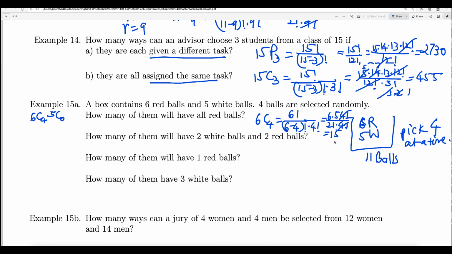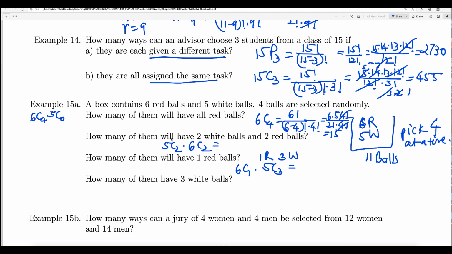Now how many of them will have 2 white balls and 2 red balls? How many white balls are in total? 5. So 5C2 times 6C2. These are for the red balls, these are for the white balls. How many of them will have 1 red ball? 1 red ball means you will be picking 1 red and 3 white, because you are picking 4 at a time in total, right? So how many ways can you do that? That will be 6C1 times 5C3. You just multiply those, you will get the answer.